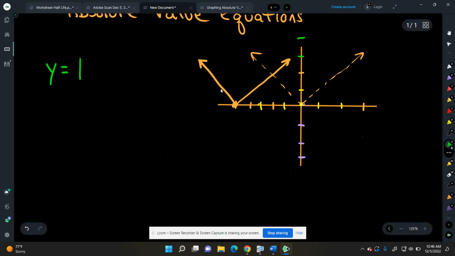Okay, so I want you to sketch this one by yourself. Absolute value of x minus 2 plus 3. Try that one by yourself.